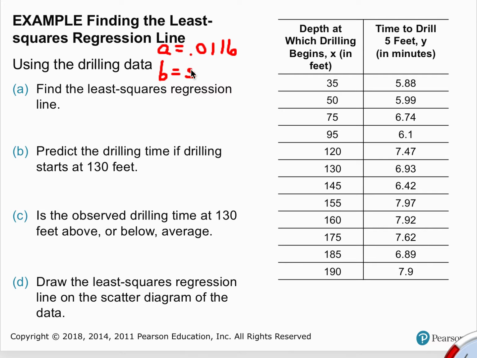And b is 5.5273. That means that our least squares regression line is y hat, don't forget the hat, is 0.0116x plus 5.5273.